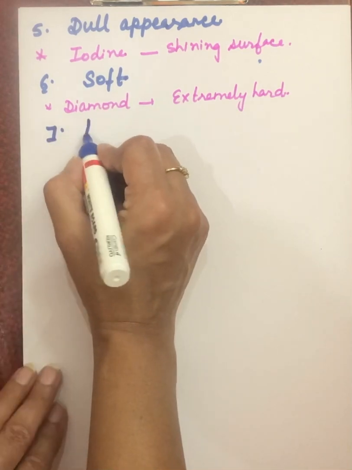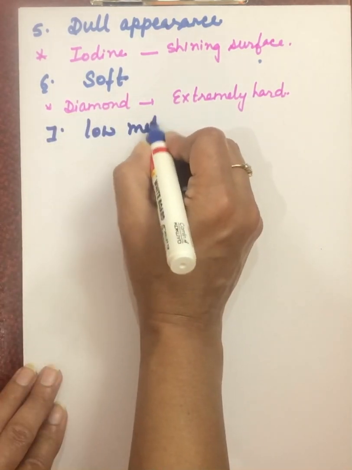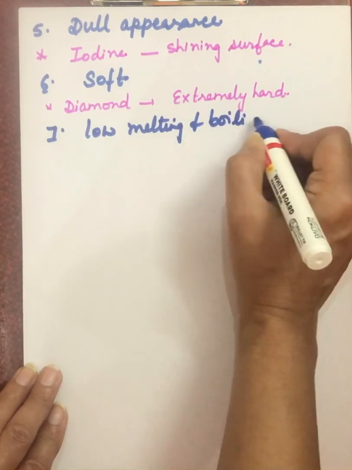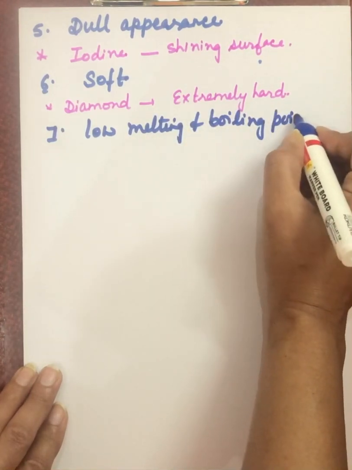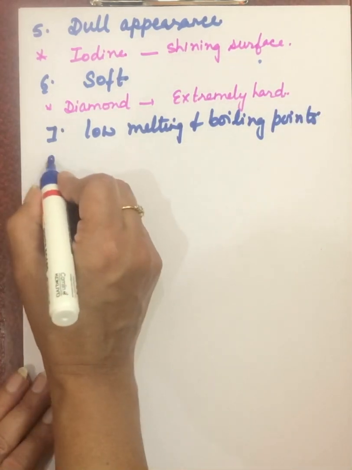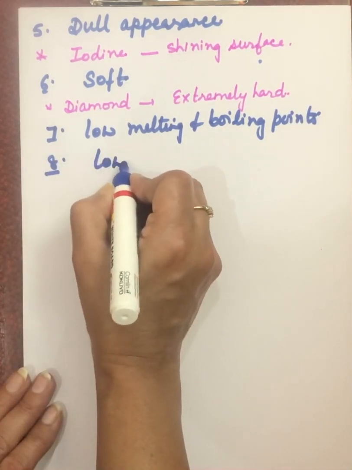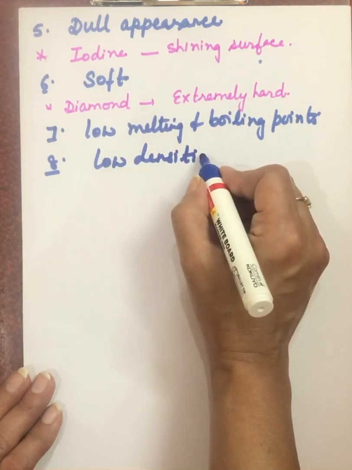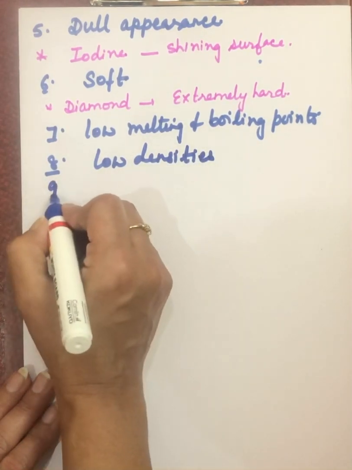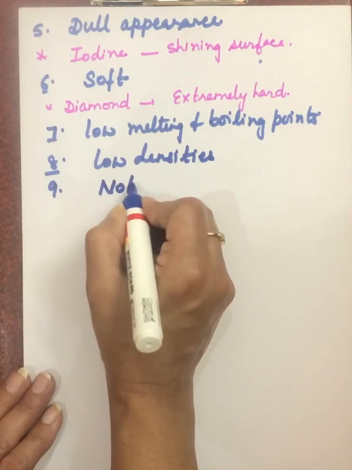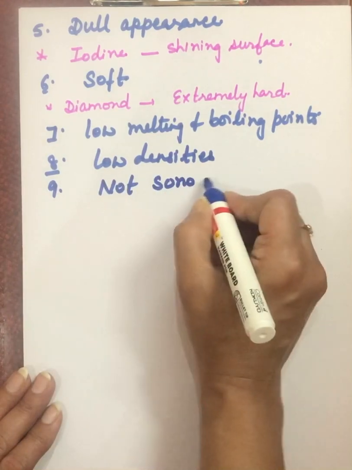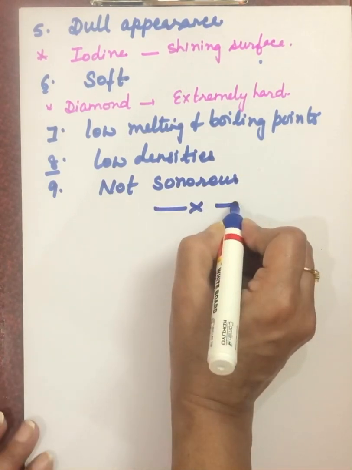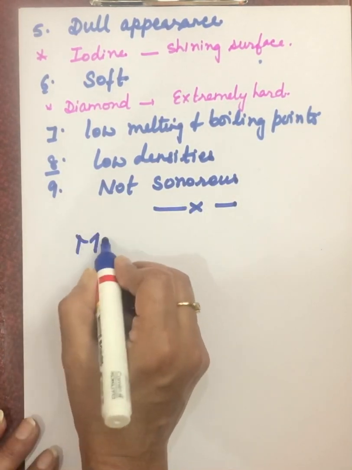Next, non-metals have low melting and boiling points. Their melting and boiling points are quite low. They have low densities because they are soft. Melting points and boiling points are low, so they have low densities, and they are not sonorous. These are the properties of non-metals.